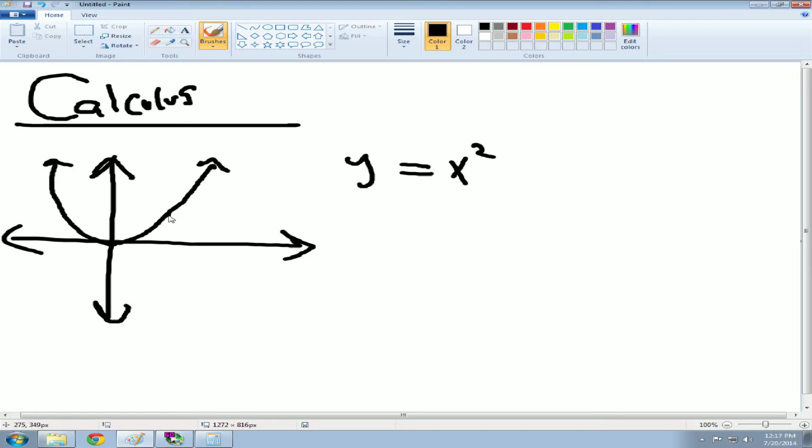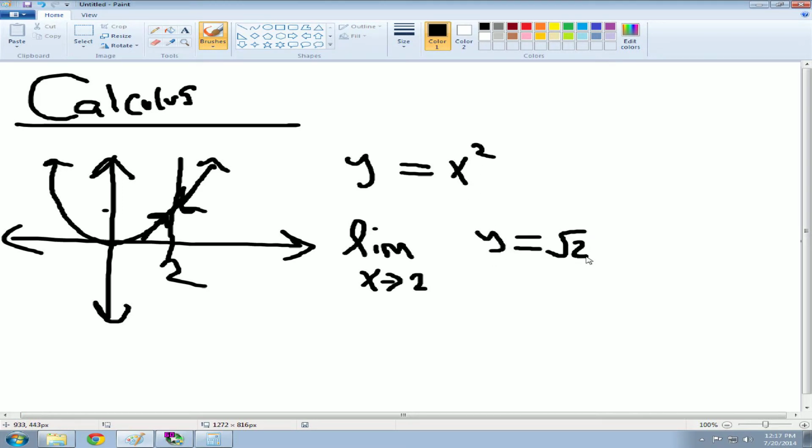So let's say that I want to find when, I don't know, x is 2. We say, well, the limit, what you're actually doing in your head is the limit as x goes to 2. So when x goes to 2 on both sides, you look at it like, okay, what's the y? So when x is 2, you get y equals the square root of 2, which is right here.